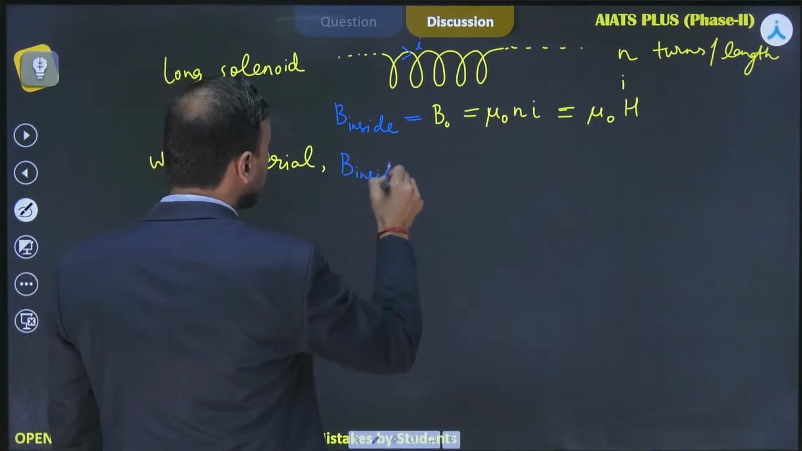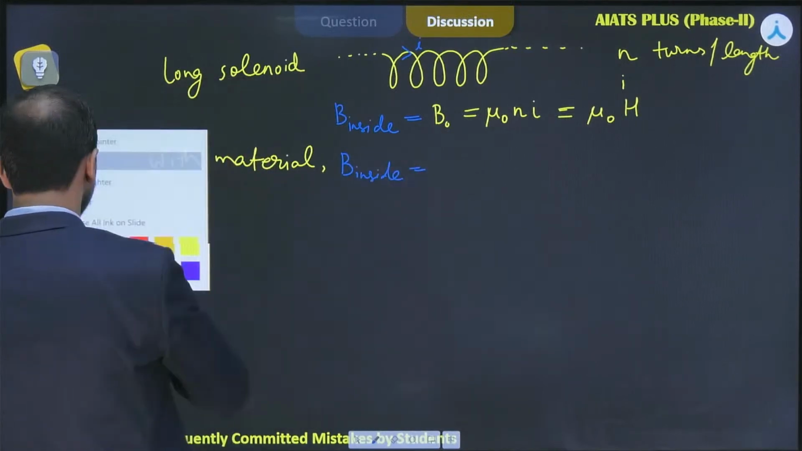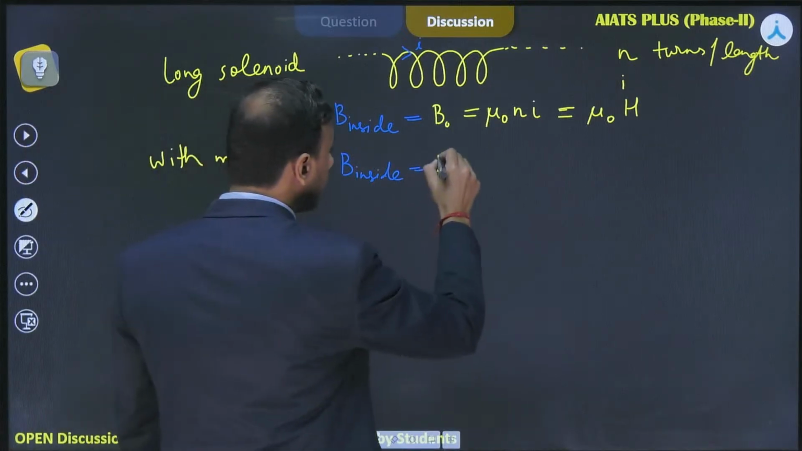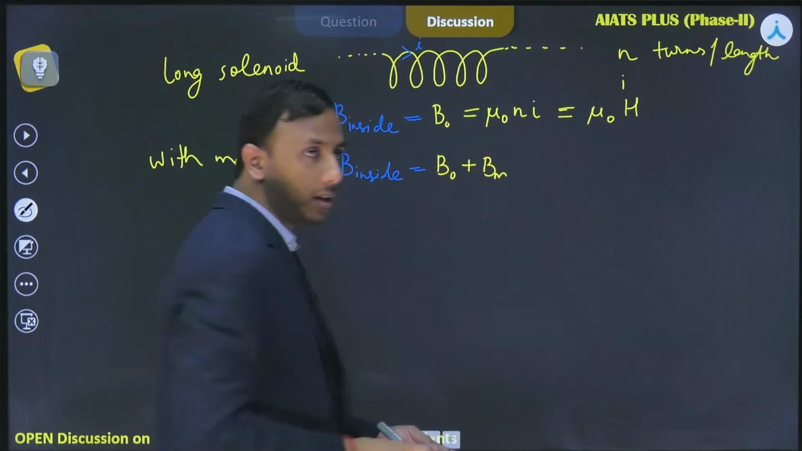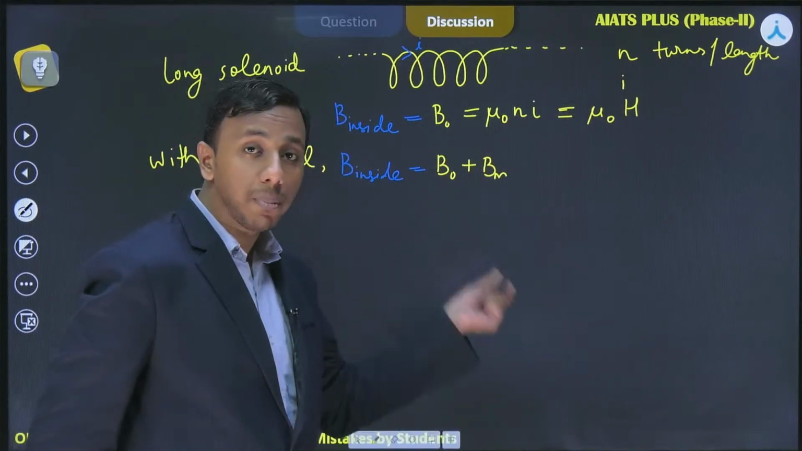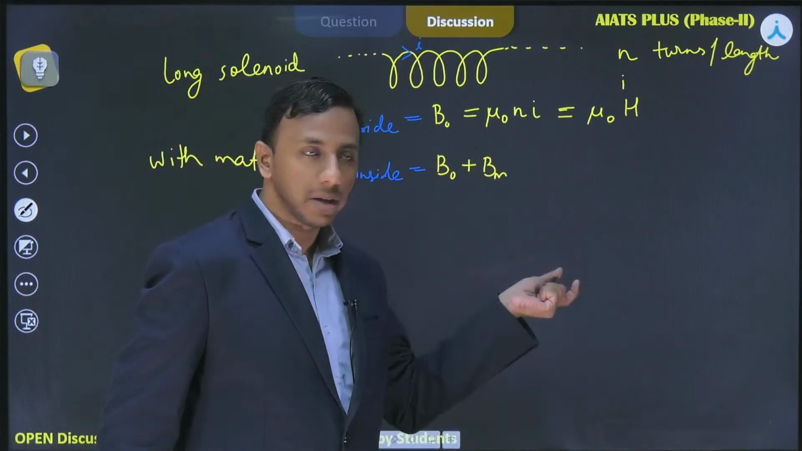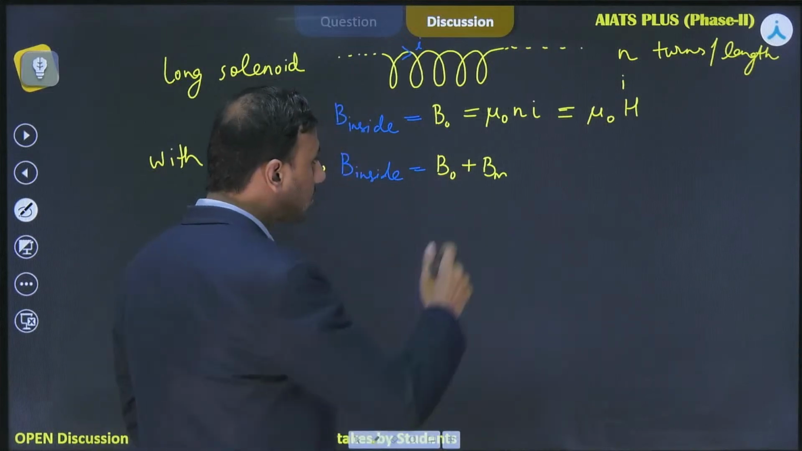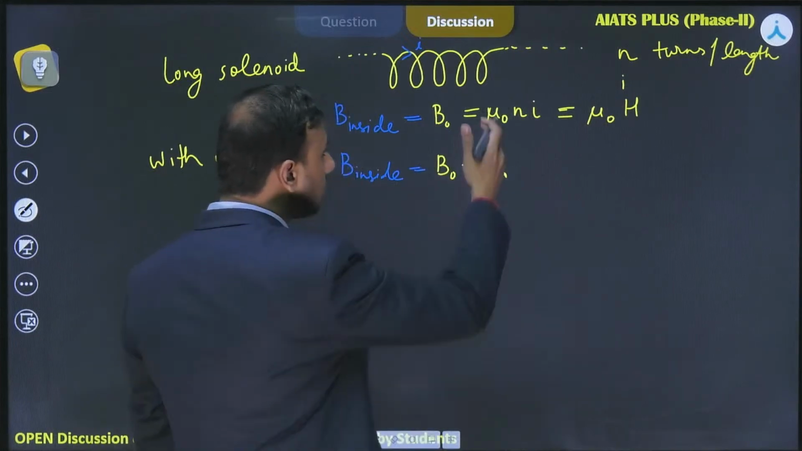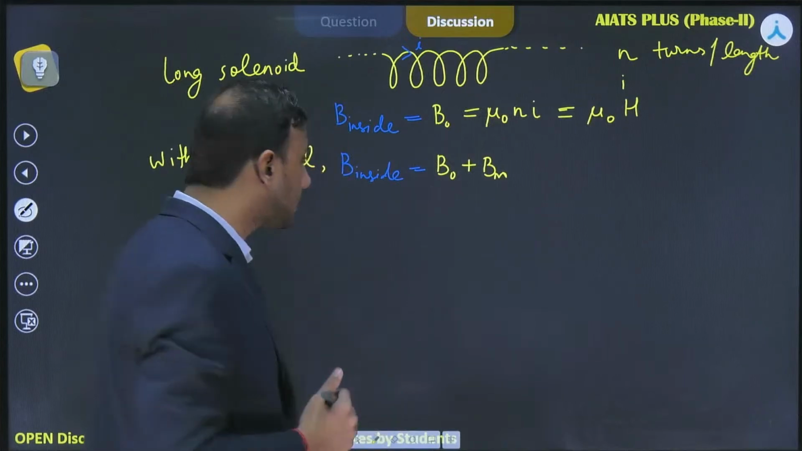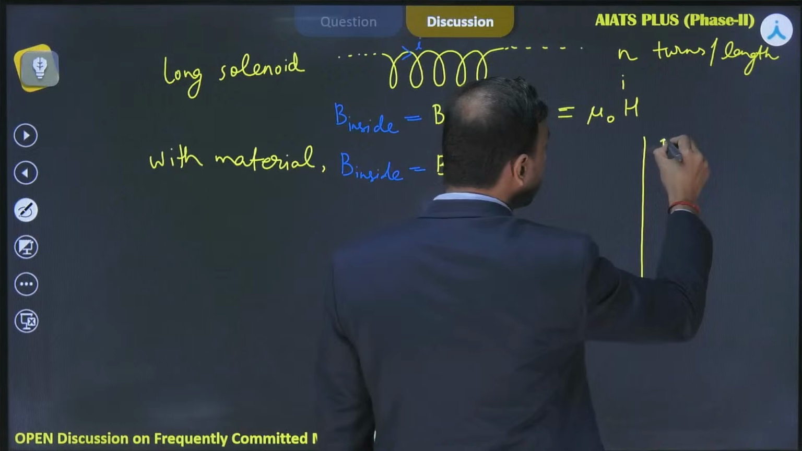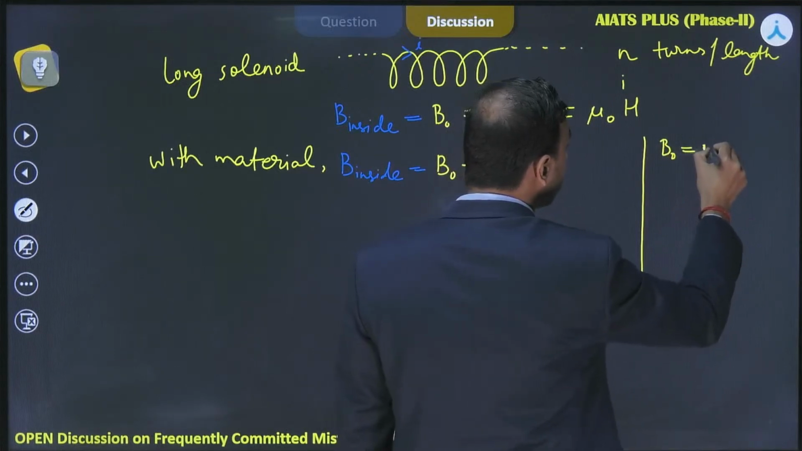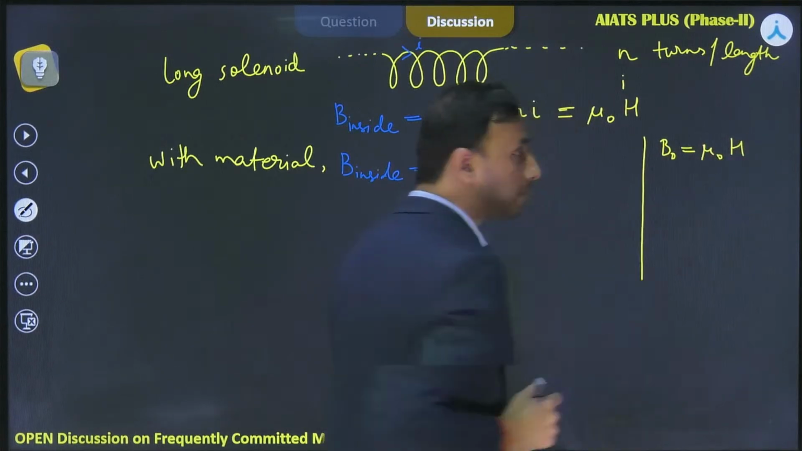See how I am doing? This will become B naught plus Bm. Bm is the magnetic field contributed by the core of the material, right. So Bm, okay. And this B naught is equal to what exactly? So if you want, I can write it over here. This B naught is your mu naught into H, right.